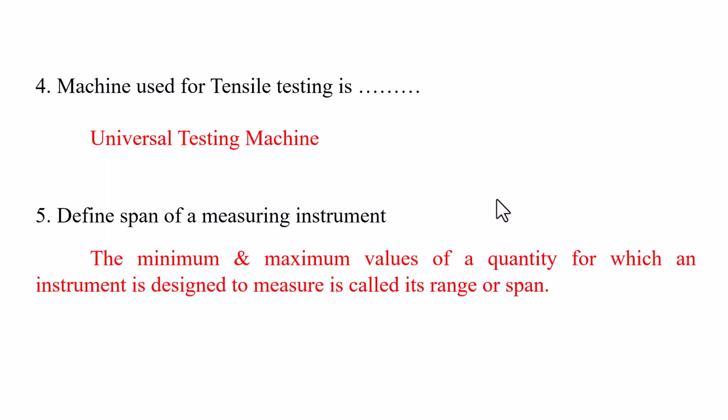Next question. Machine used for tensile testing is dash. That is universal testing machine. Define span of a measuring instrument. The minimum and the maximum value of a quantity for which an instrument is designed to measure is called its range or span.